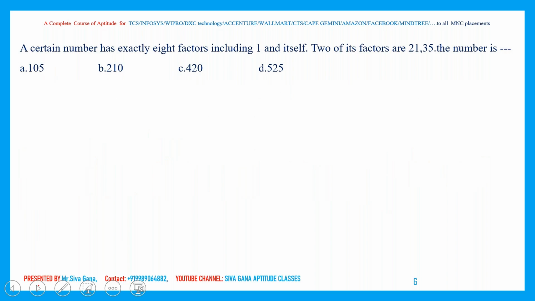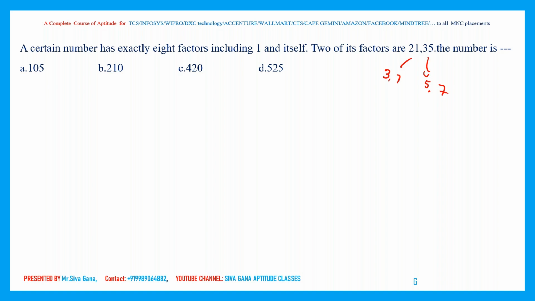Next one. A certain number has exactly 8 factors, including 1 and itself. Two of its factors are 21 and 35. The number has exactly 8 factors, and that includes 1 and the number itself. Two of the factors are 21 and 35. 21 is divisible by 3 and 7. 35 is divisible by 5 and 7.